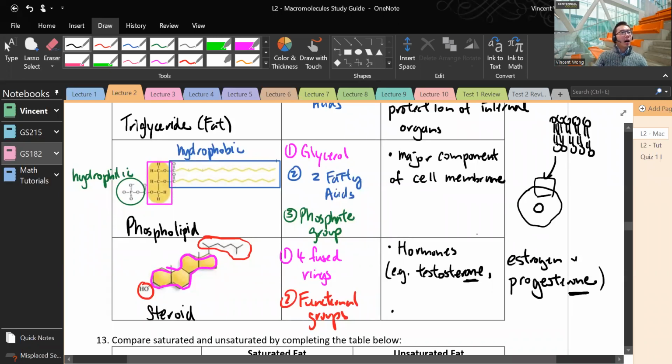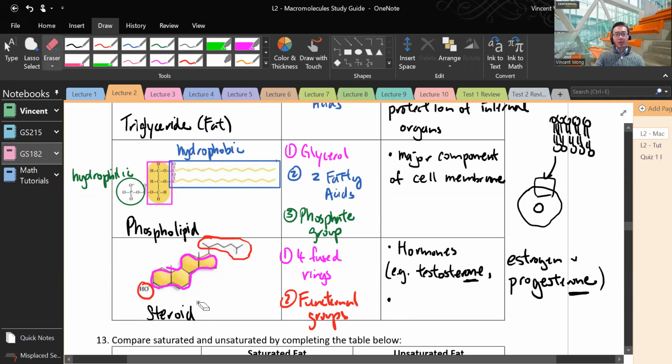What are the functional groups again? Functional groups are just different things you can attach to the rings that gives it special properties. There are many different types of functional groups that you can put on, but we're not going to go into the details. So again, by putting functional groups on the rings, it gives them different properties.